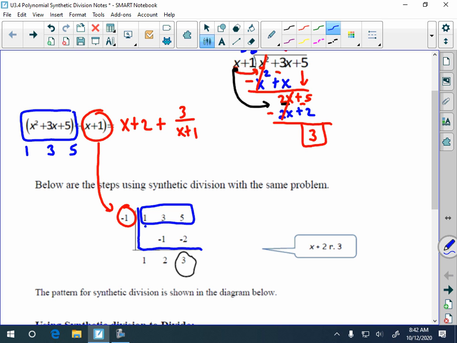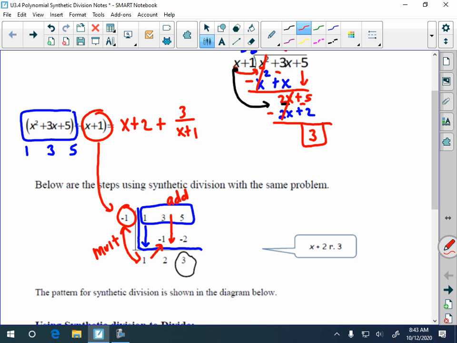So we drop down this first number, which in this case was a 1. It goes on the outside. Okay? And then what we do is we multiply those two together. All right, so the negative 1 and the 1 get multiplied together, and then that answer gets carried up right there. That's where the negative 1 is. Right, so negative 1 times 1 is negative 1. So we carry it on the inside. Then what we do is we add down. So 3 plus negative 1 is positive 2.